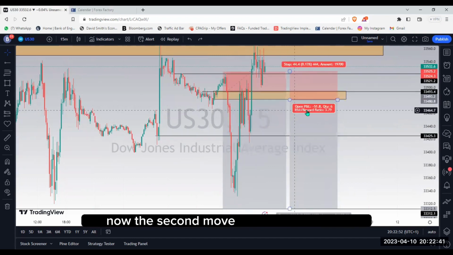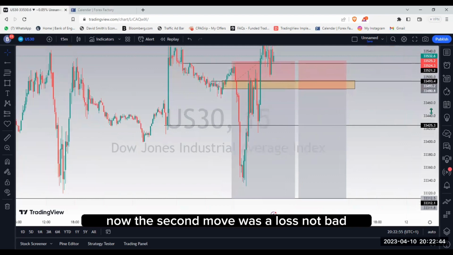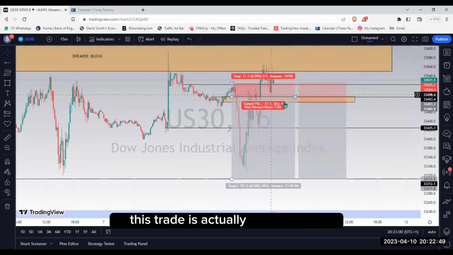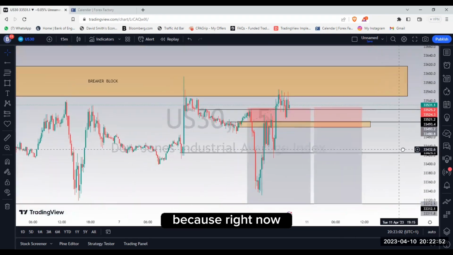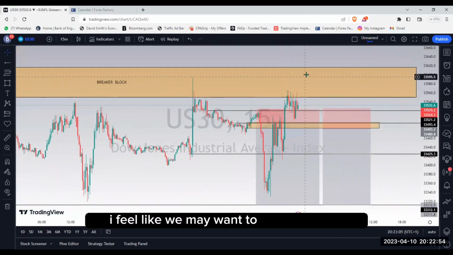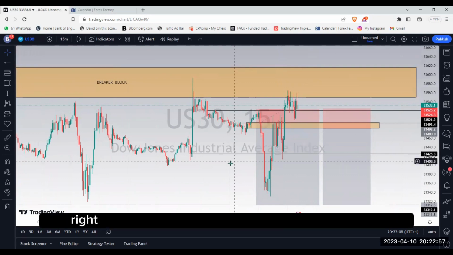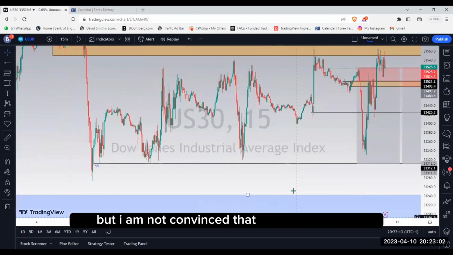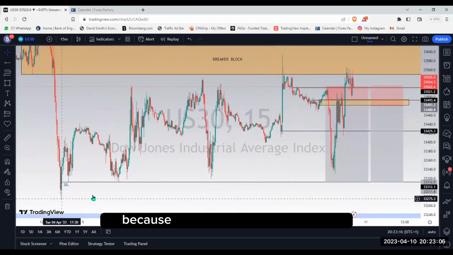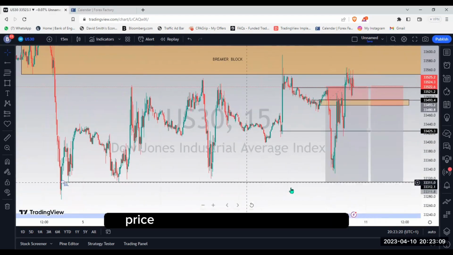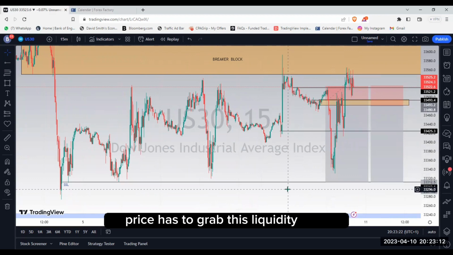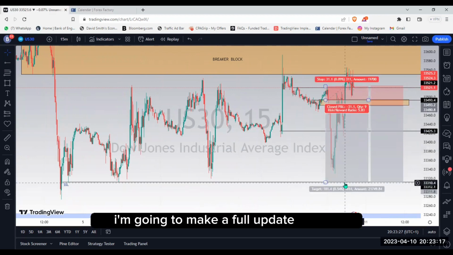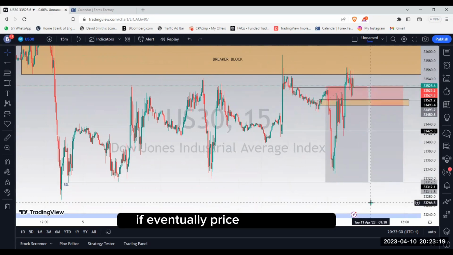Now the second move was a loss. Not bad. And looking at this, the trade is actually still deciding, because right now I feel like we may want to start going up, because there's some kind of struggling. But I am not convinced that we're going to go up yet, because for price to eventually start, price has to grab this liquidity. Price has to grab this liquidity. I'm going to make a follow-up video on that if eventually price comes down.